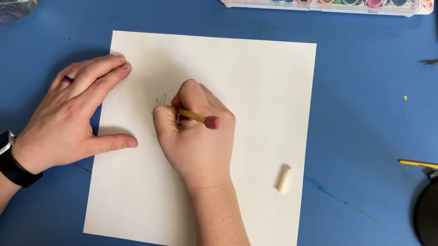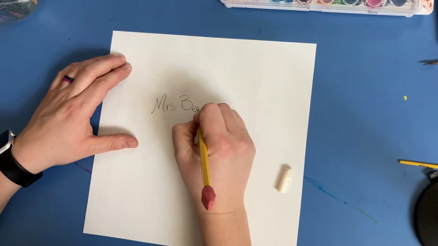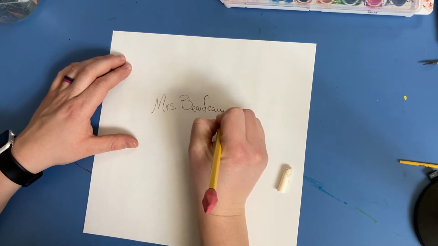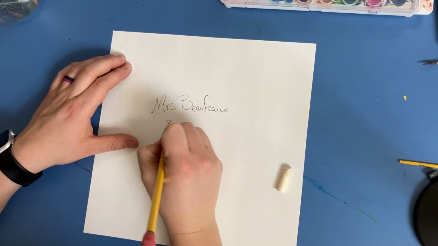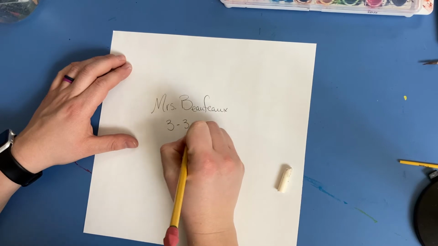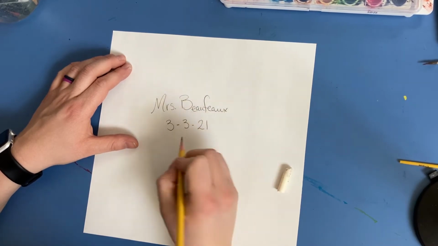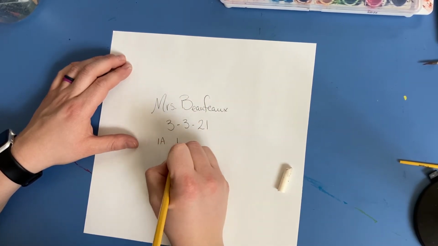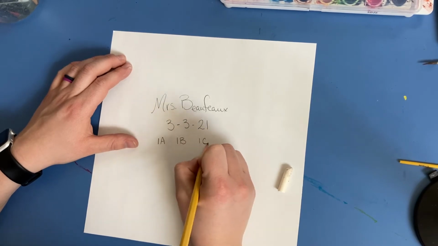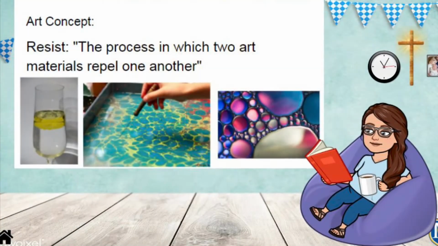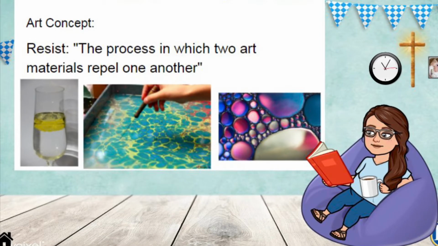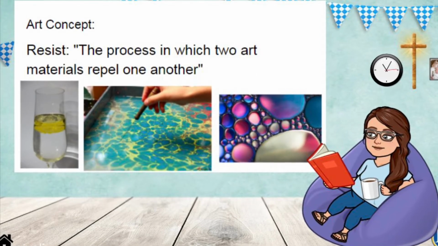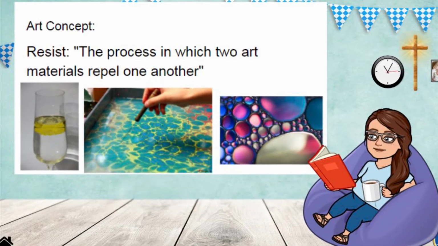Get to our project. Starting on the back of our paper, we're going to write our name, date, and class. Today is 3-3-21. This is a first grade level project. The art process we'll be using today is called resist. It's the process in which two art materials repel one another.